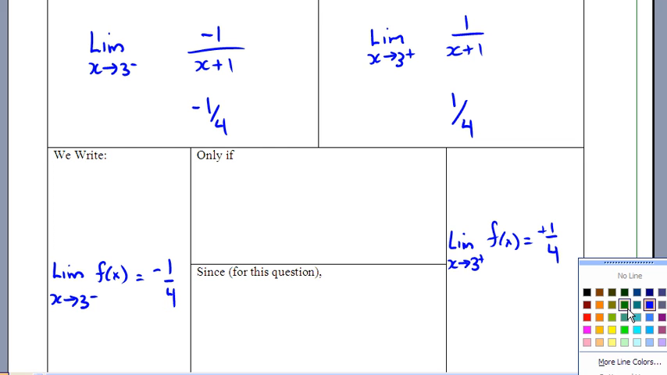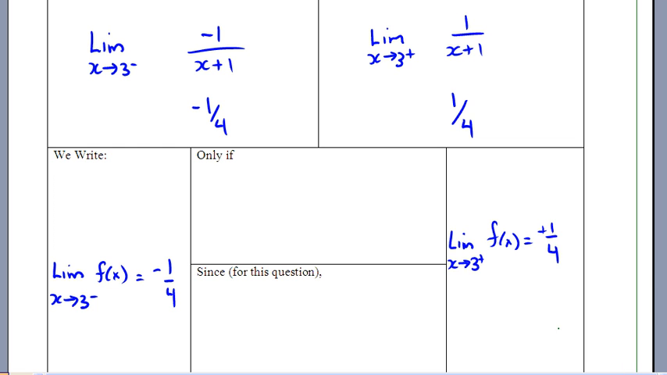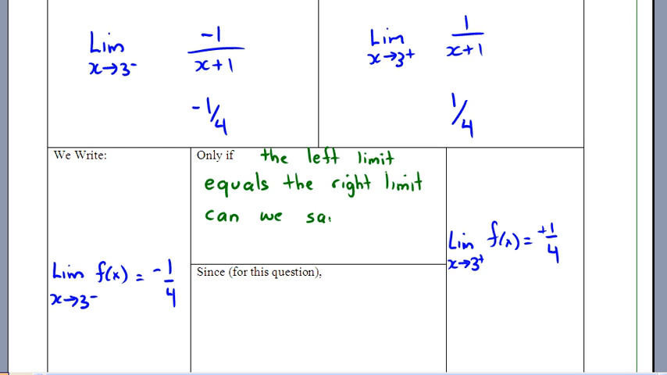Now, if people, again, just ask you about the limit, only if the left limit, that left-handed limit, the one we just did, that worked out to be negative 1/4, only if that one equals the right limit, can we say the limit exists, just the limit in general.